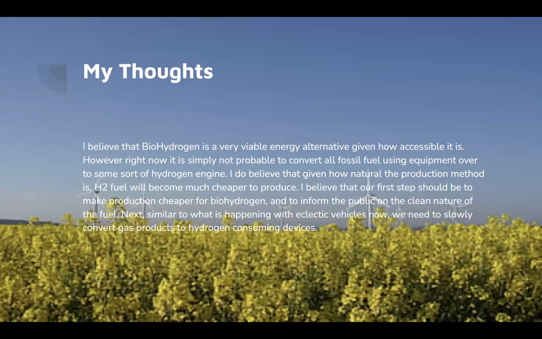So, my thoughts: I believe that biohydrogen is a very viable energy alternative given how accessible it is. However, right now, it is simply not probable to convert all fossil fuel using equipment over to some sort of hydrogen engine. But I do believe that given how natural the production method of hydrogen fuel is, it will become much cheaper and easier to produce. I believe that our first step should be to make production cheaper for biohydrogen and to inform the public on the clean nature of the fuel.